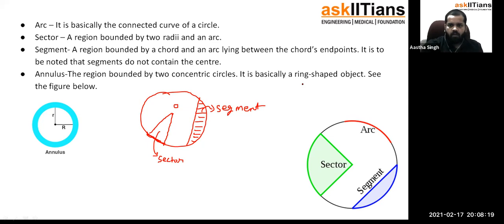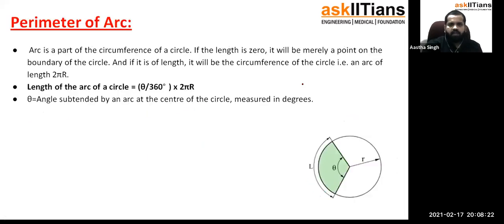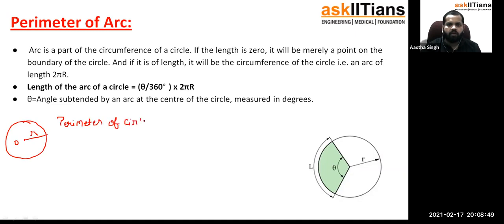Okay, so we'll move forward to the next topic: what is the perimeter of an arc? Let me tell you one thing before discussing the perimeter of an arc. If your circle has center O and radius R, then the perimeter of the circle, or circumference of your circle, is equal to 2 pi R.